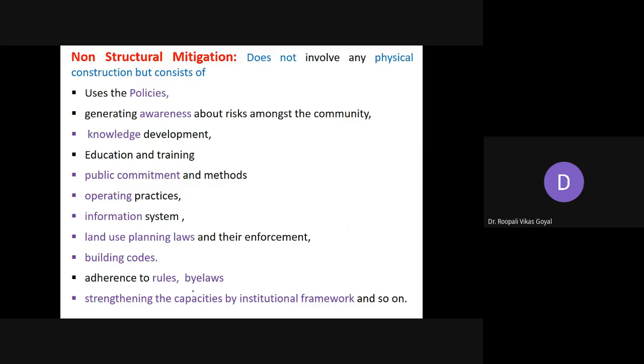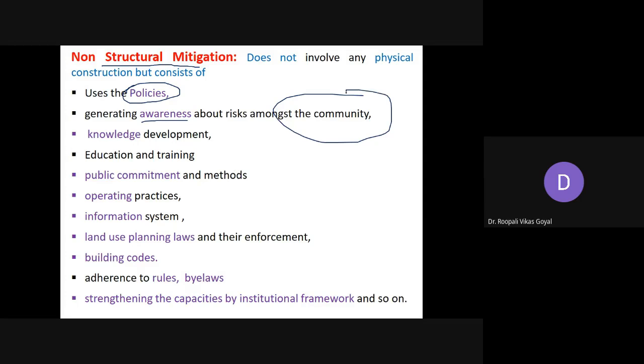But when we are talking about non-structural mitigation, it does not involve any physical construction. Here there is no construction to be done. But many other aspects are involved, starting with the use of policy. You have to prepare a policy so that in disaster-prone regions, whatever legal framework related to construction exists is followed. All our disaster management policies and our disaster management plan should be proper, so at the time of disaster we can tackle it in an efficient manner. Next is generating awareness about the risk among the community.